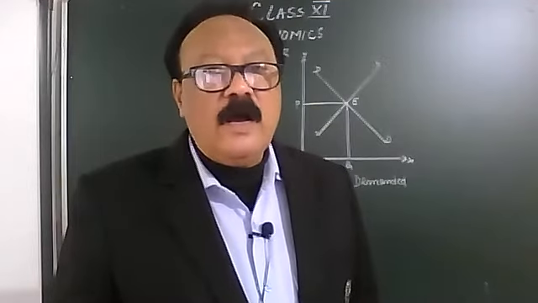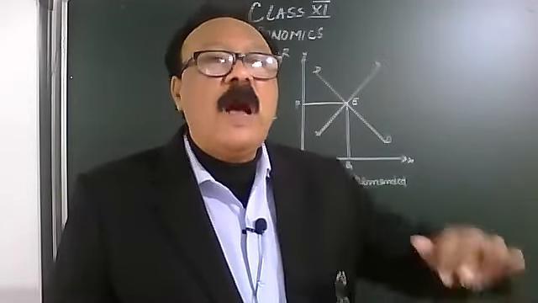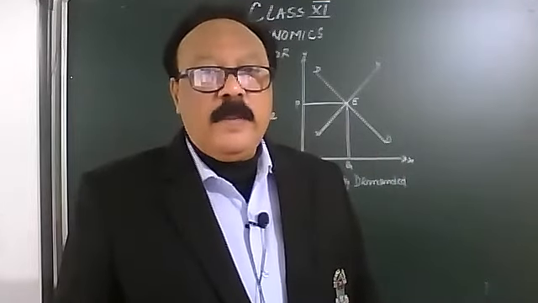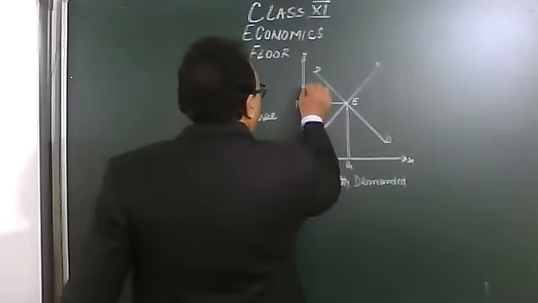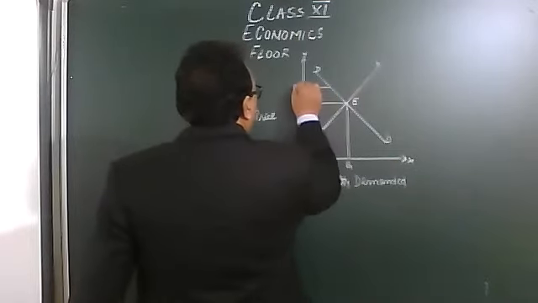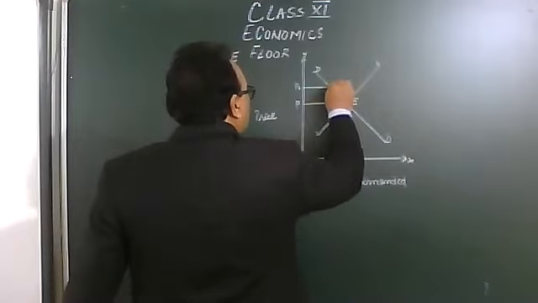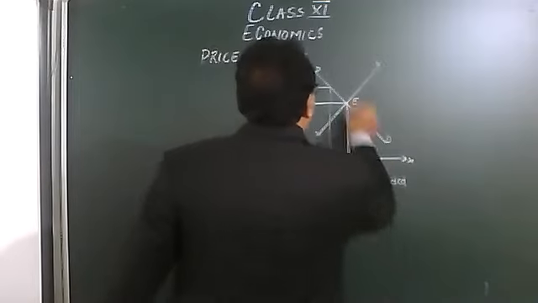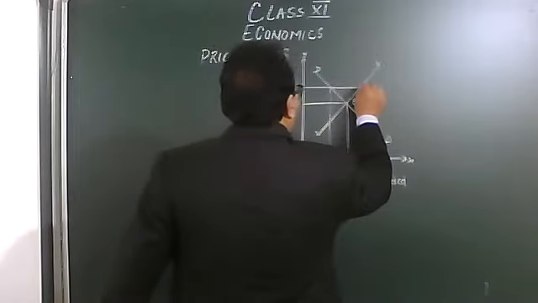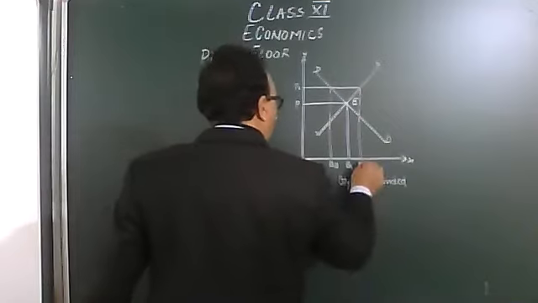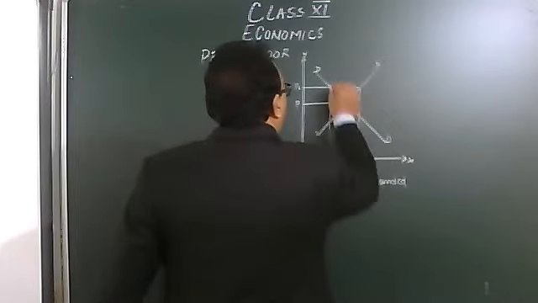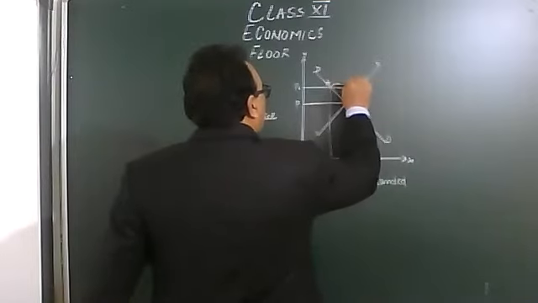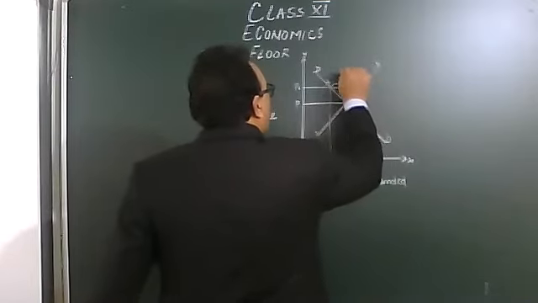They fix a price which is above the market equilibrium price. So now they fix the price, let's say here P1, or this cuts here, let's say P0, and the supply would be here, OQ1. This point we call A and this point we call B. Now this part which is there, this is excess supply.